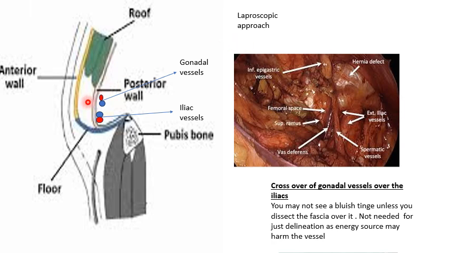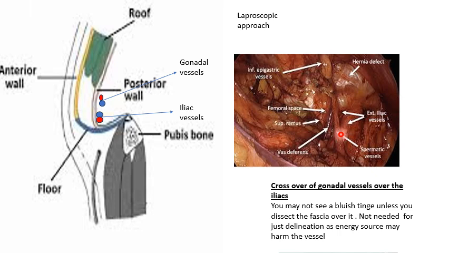So now coming to the posterior wall, you have the gonadal vessels and then you have the iliac vessels. How do you see? By going into this space through your laparoscope. I've taken a separate presentation on laparoscopic hernia repair. Please check it out.